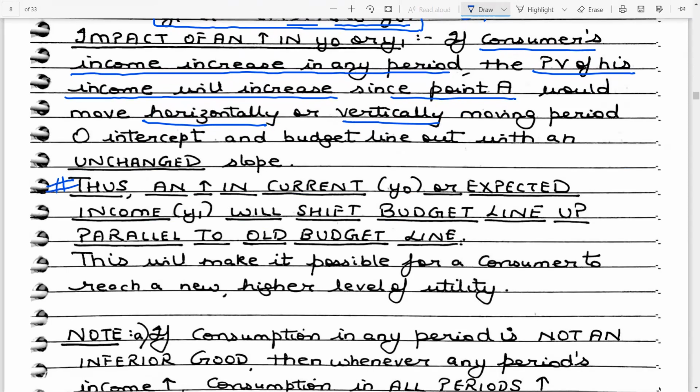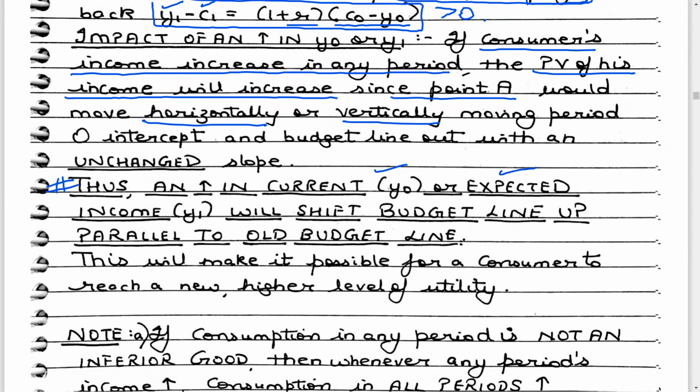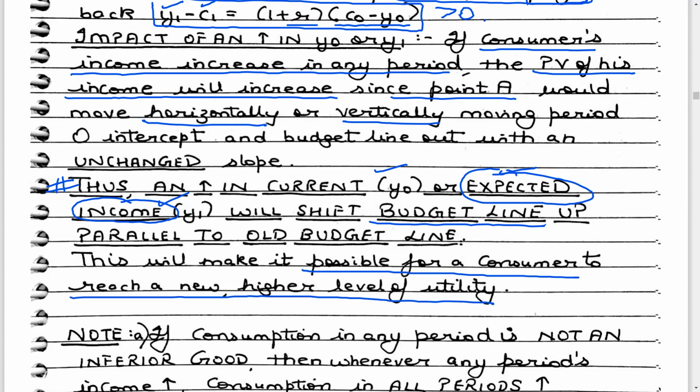Thus, an increase in current or expected income. Today we are in period 0. Tomorrow we have period 1. So we don't know the actual income tomorrow. We only know the expected income tomorrow. So an increase in the current or expected income will shift the budget line up parallel to the old budget line. And since the budget line will shift to the right or upwards, in both cases it makes it possible for the consumer to reach a new higher level of utility.